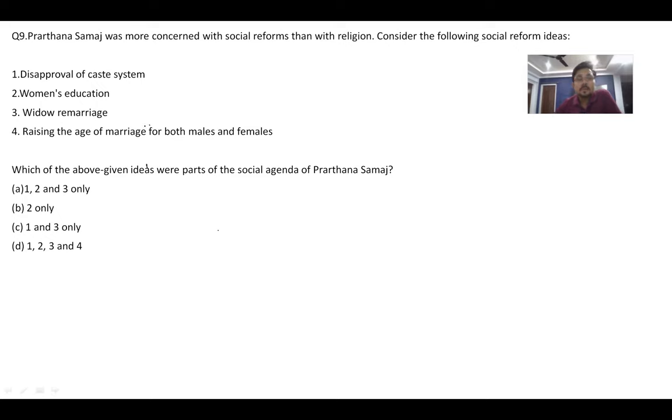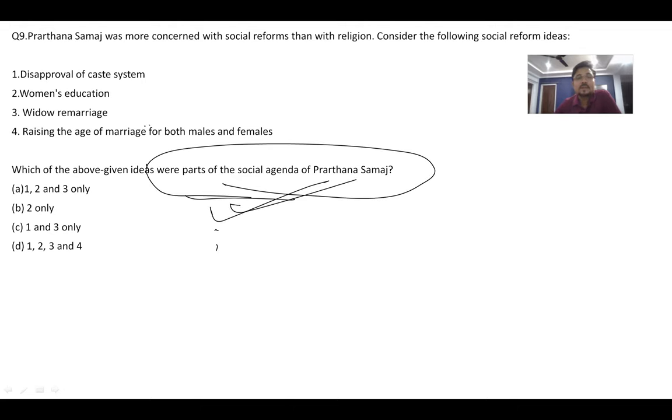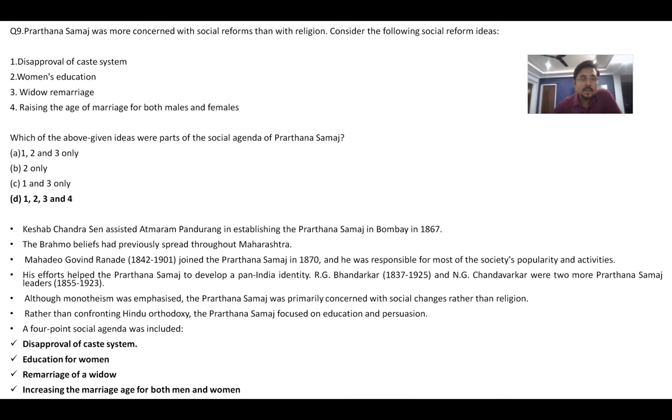The question asks which social agenda was associated with the Prarthana Samaj. Disapproval of caste system, women education, widow remarriage, raising of age of marriage for both males and females. So here option D is correct. These were the main agenda and objectives of the Prarthana Samaj.